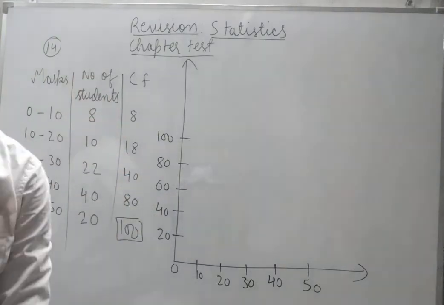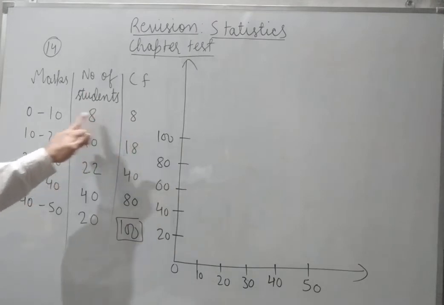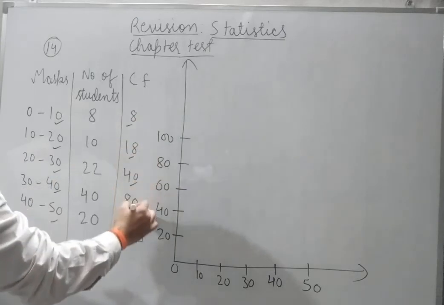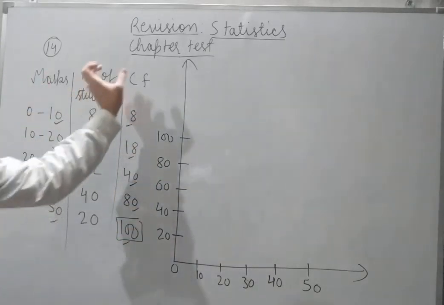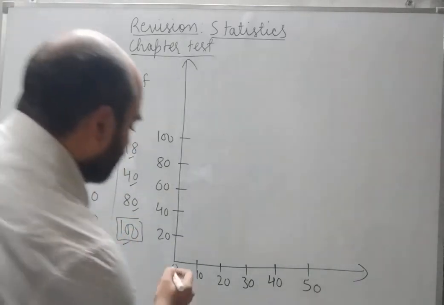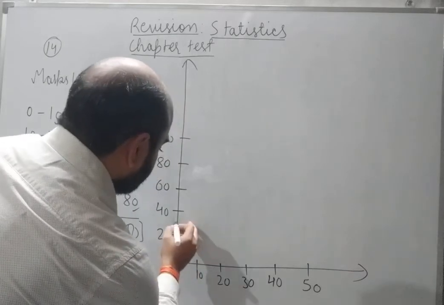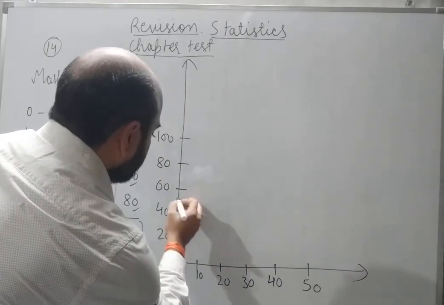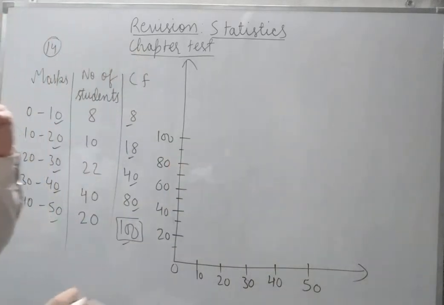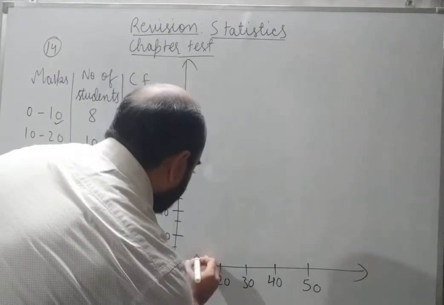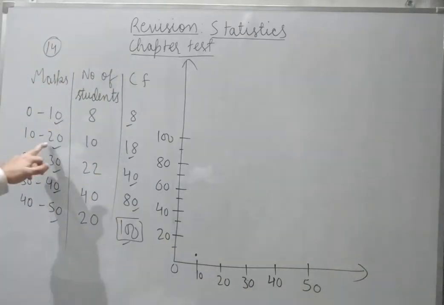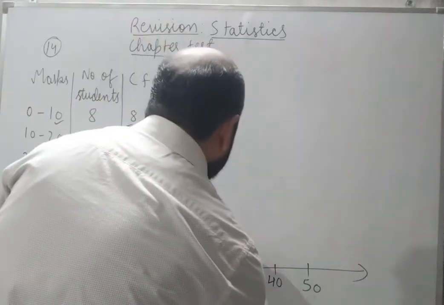So for drawing an ogive, each cumulative frequency will be plotted against the upper limit. It means marks on x-axis, cumulative frequency on y-axis. So first value is 10, 8. This is 10, this is 30, this is 50, this is 70, this is 90. So 10, 8 means it will start from here. Next 20, 18. 20, 18 means here.